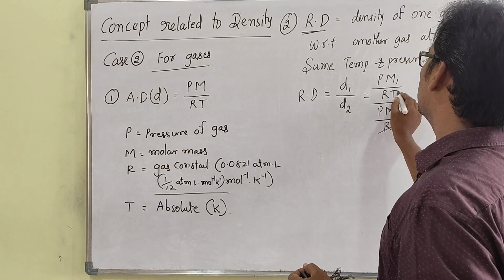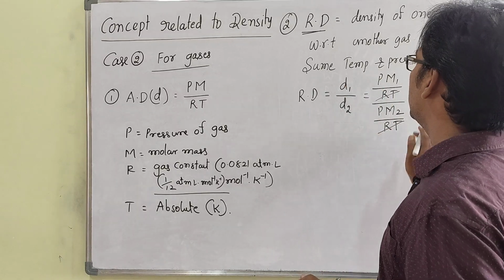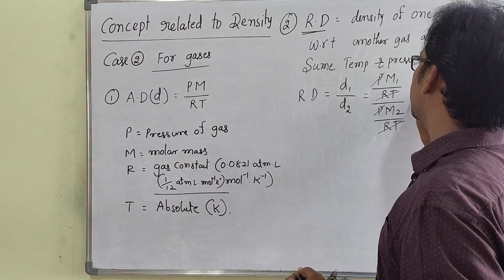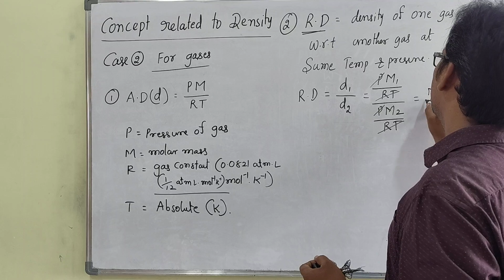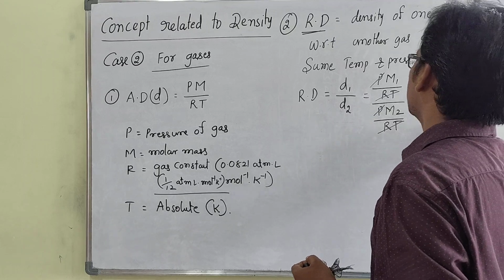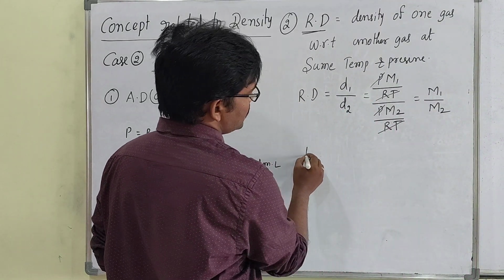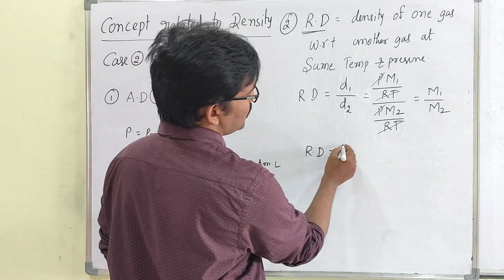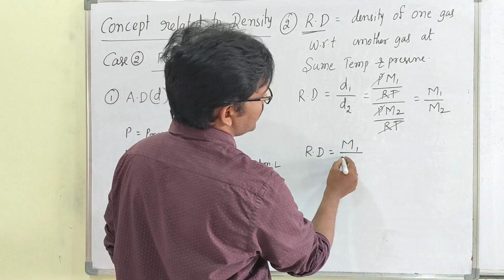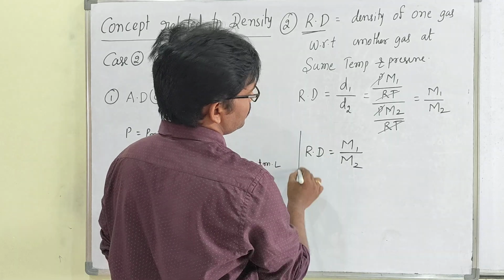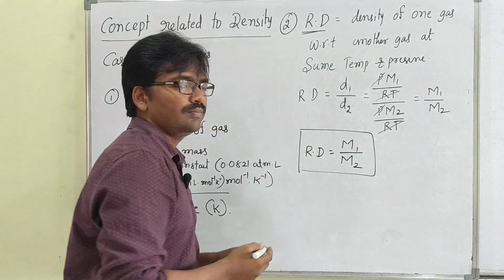RT both cancel, because the temperature is the same. Pressure is also the same, so pressure cancels. Then M1 divided by M2 you can take. So the formula for relative density: relative density is equal to the molar mass of the first gas divided by the molar mass of the second gas. If you take this, then you can get the relative density formula.